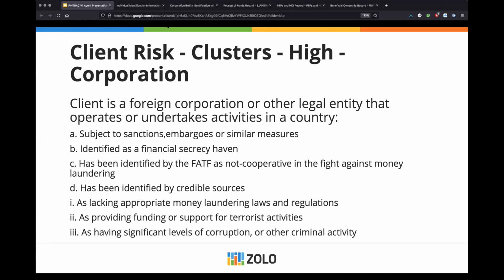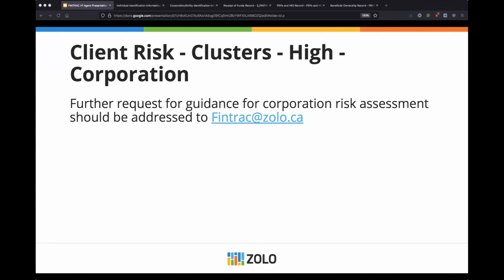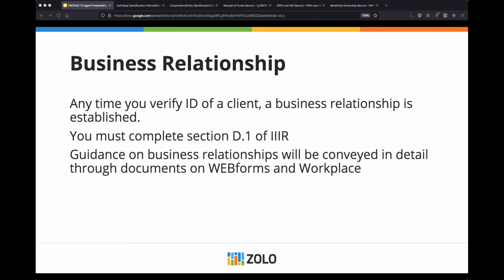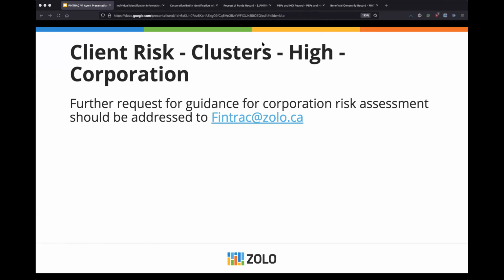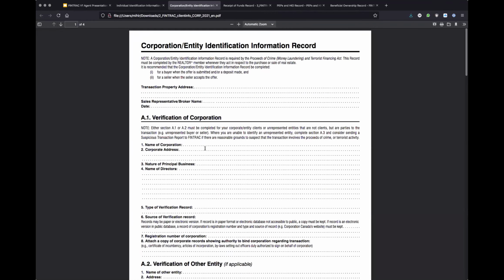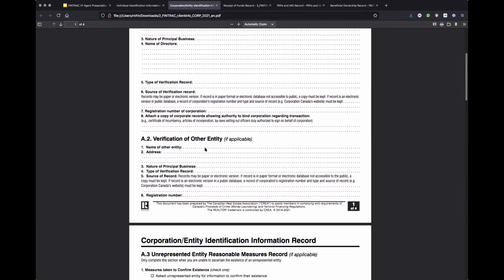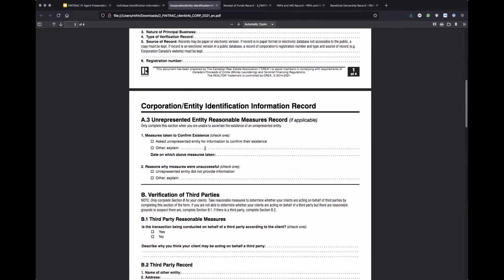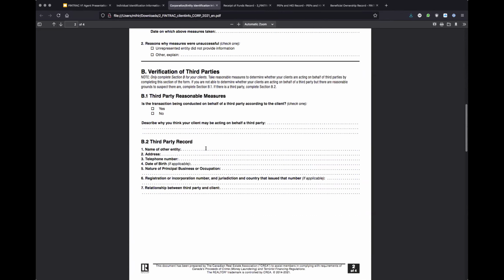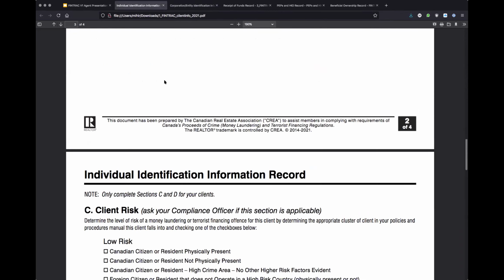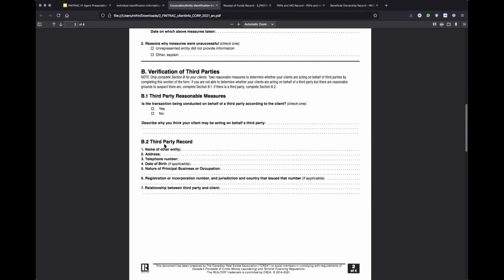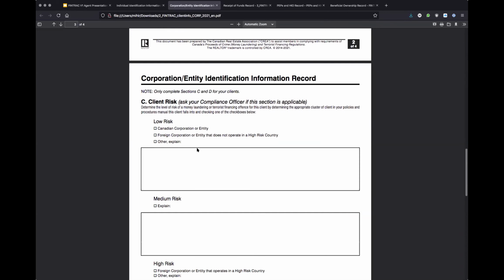So this verification of risk when it comes to client corporations, if you are not able to complete this yourself, you should immediately email fintrac@zolo.ca for further guidance. The corporation identification form is available on web forms as well, and that is the easiest place to complete this. Just like the individual identification form, you are required to ask clients if the transaction is being completed on behalf of a third party, and then assess the client risk.